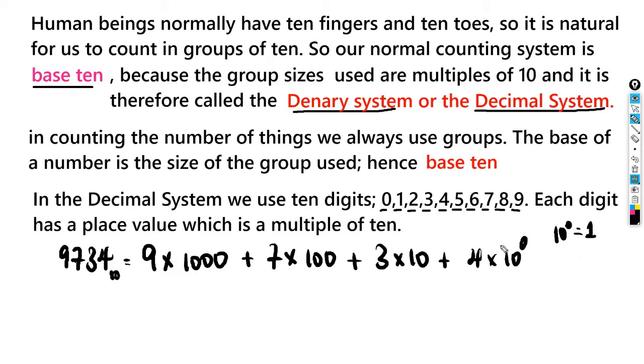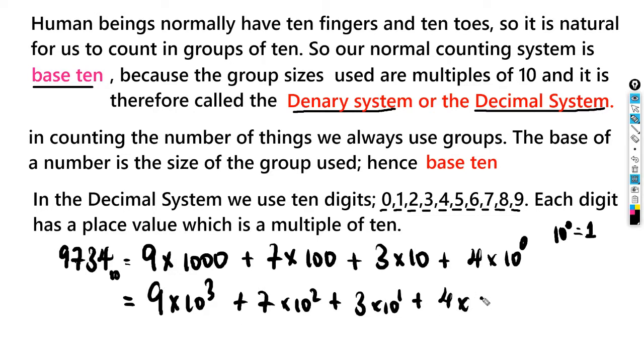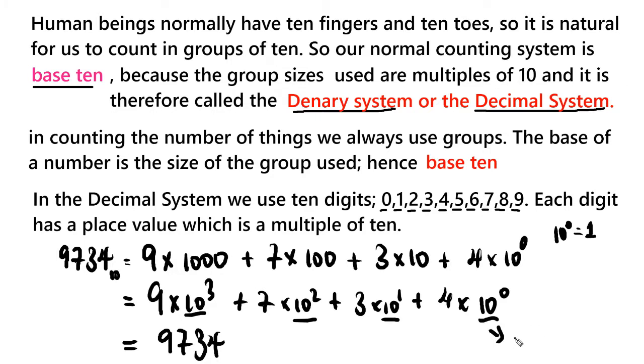Remember, that's the identity. So let's write them out in terms of multiples of 10 now. This one would be 9 times 10 to the 3, which is the same thing as 1,000, plus 7 times 10 to the 2, plus 3 times 10 to the 1, plus 4 times 10 to the 0. And this is the same thing as 9,734. Where 10 to the 3 is the thousands, 10 to the 2 is the hundreds, 10 to the 1 is the tens, and the 4 would be considered the ones. So this is basically the system that we have always been using, even if you didn't know this is what it's called.